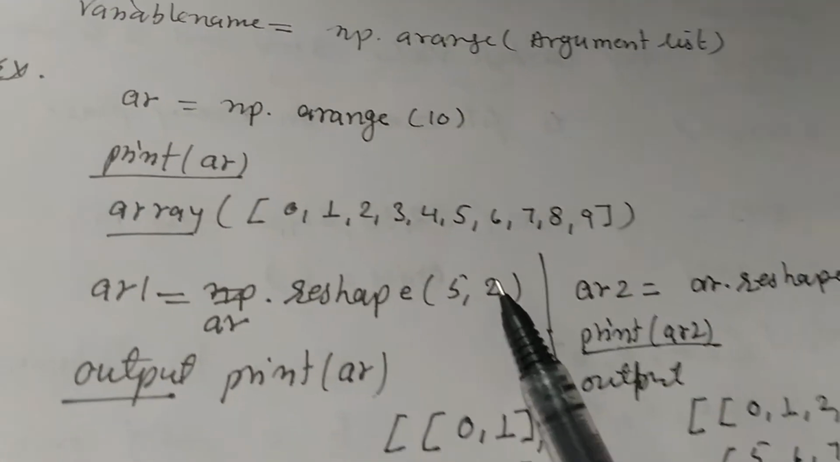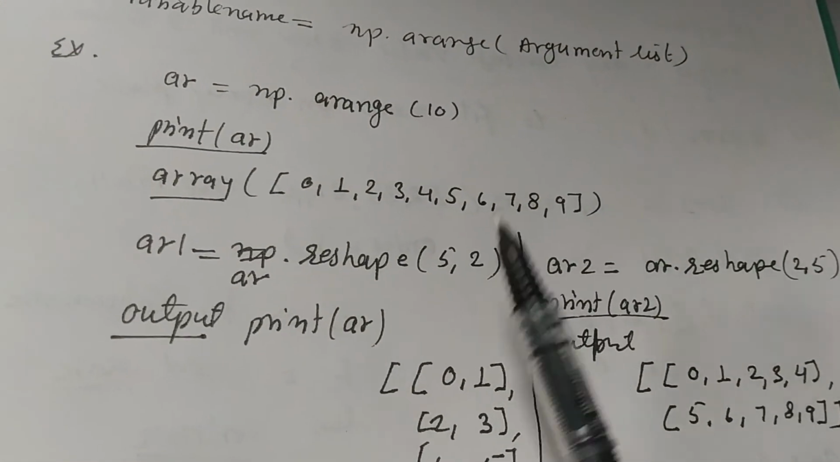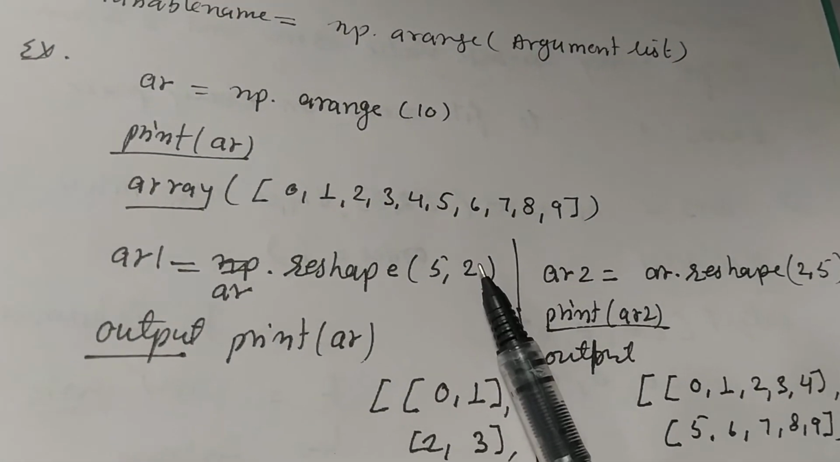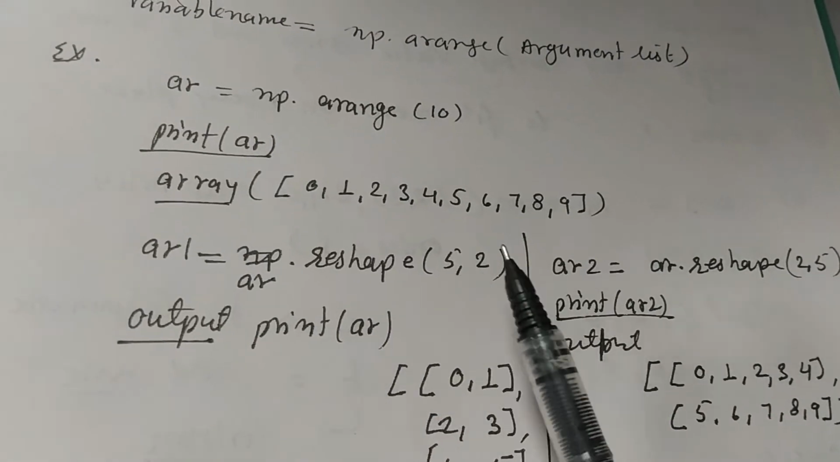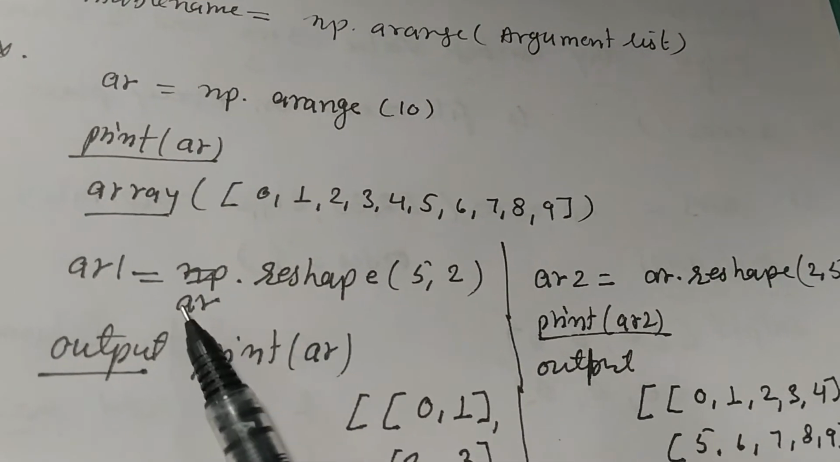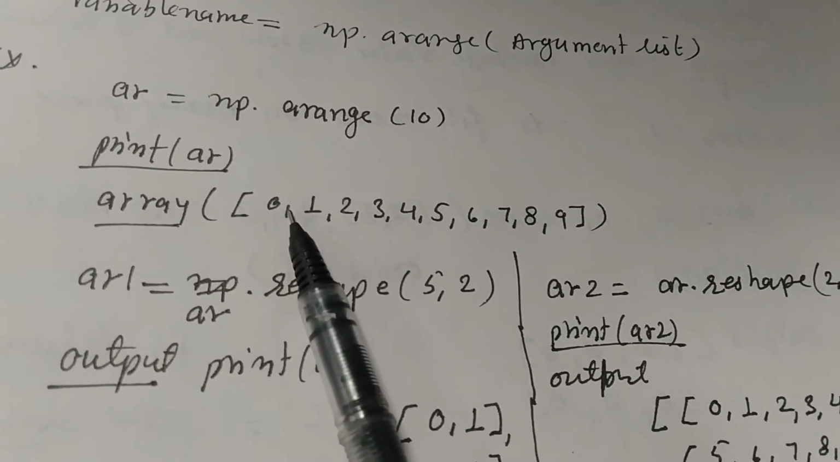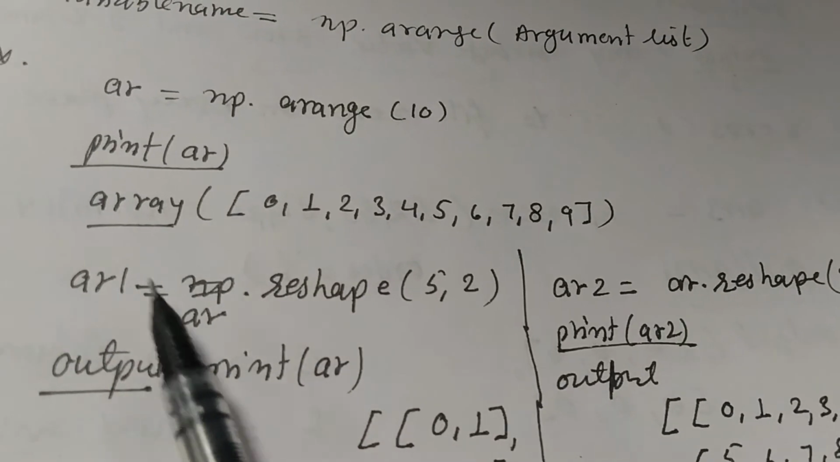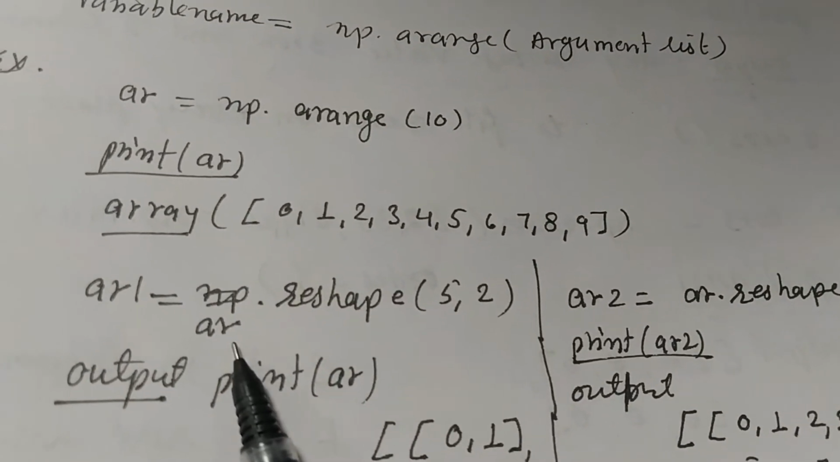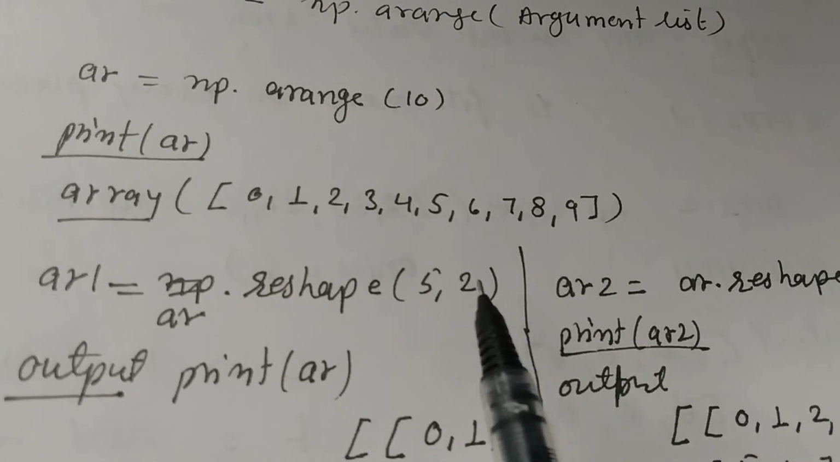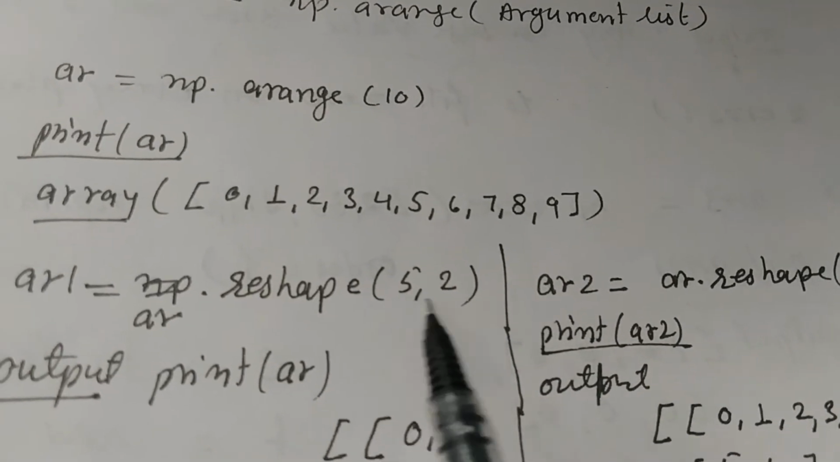What array are we studying? Two dimensional. In a two dimensional array you can reshape it. Okay, not have to, but you can. So this is the name of our array, ar. Here in ar1 maybe we are storing ar.reshape(5, 2). It means 5 rows and 2 columns.